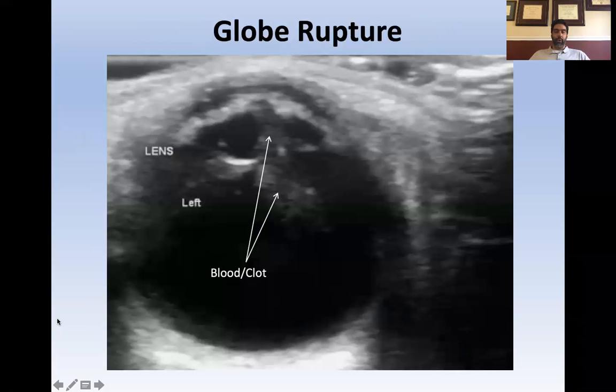So here's what a globe rupture looks like. So this normally anechoic space here in the posterior chamber is replaced by blood and clot. You can see that there's sort of a track of injury going from anterior to posterior chamber. There's some more blood and clot here. So that normal anechoic ball is disrupted, and the normal anatomic structures here are disrupted as well. Very easy to pick up.